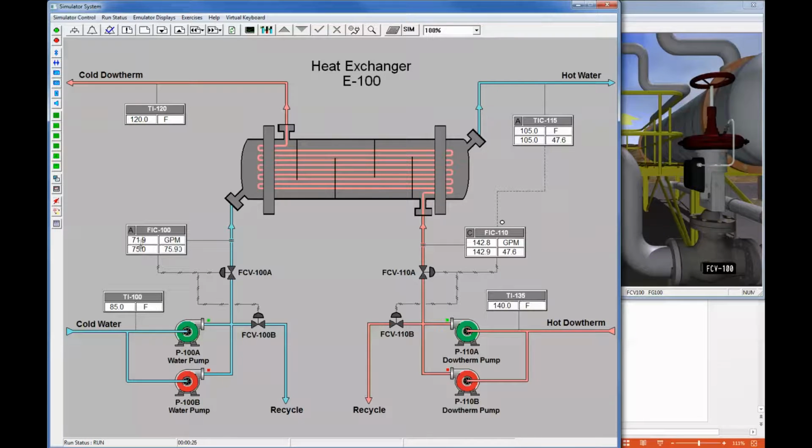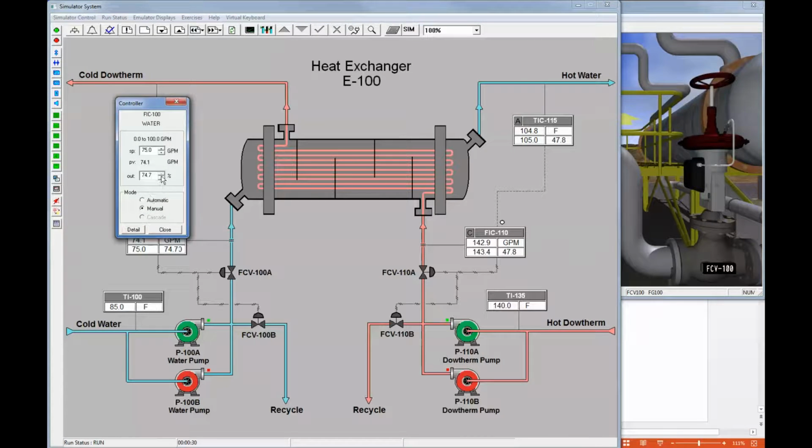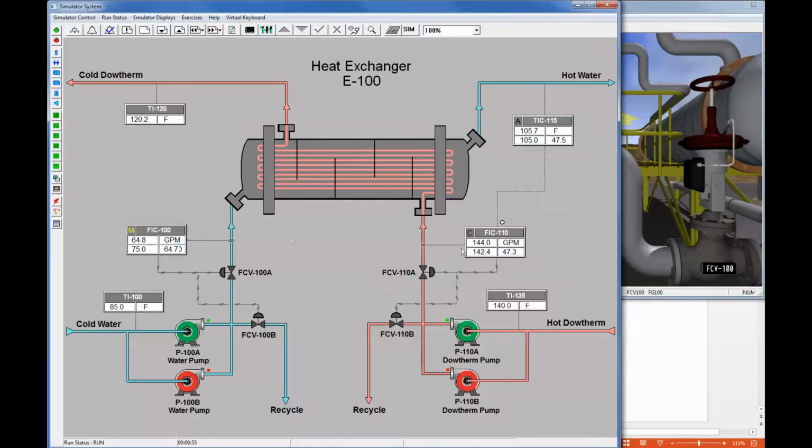Now, if I place the controller in manual, and I lower the output on the DCS, we will see that the valve begins to shut. If I leave the controller in manual and go to the virtual reality outside operator, the student is able to manually open the control valve from the field. They could also shut the control valve from the field, as would be the scenario in this case.